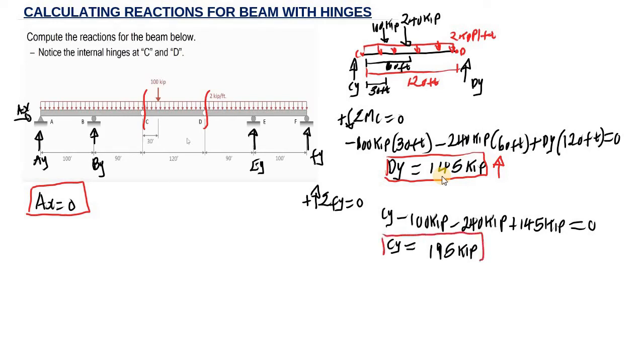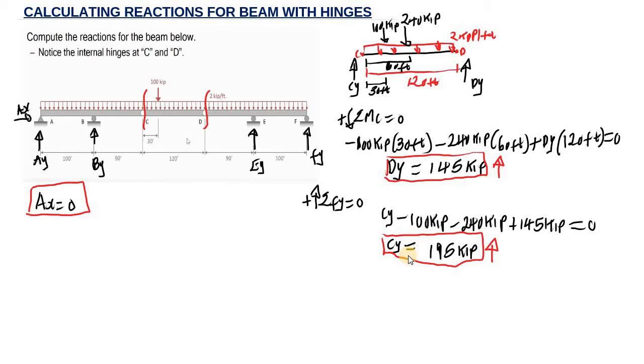So CY is equal to 195 kip. And as you can see, this is a positive value, meaning this is acting upward. So these are the internal forces. Now, what you need to do is look at either segment ABC or segment DEF. We already know the internal forces. You need to know that these internal forces are not the support reaction. These are not included in the structure.